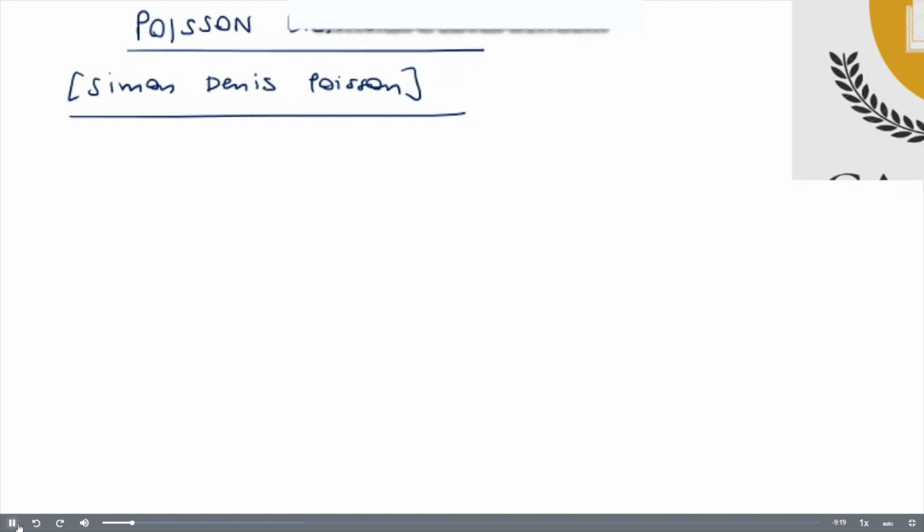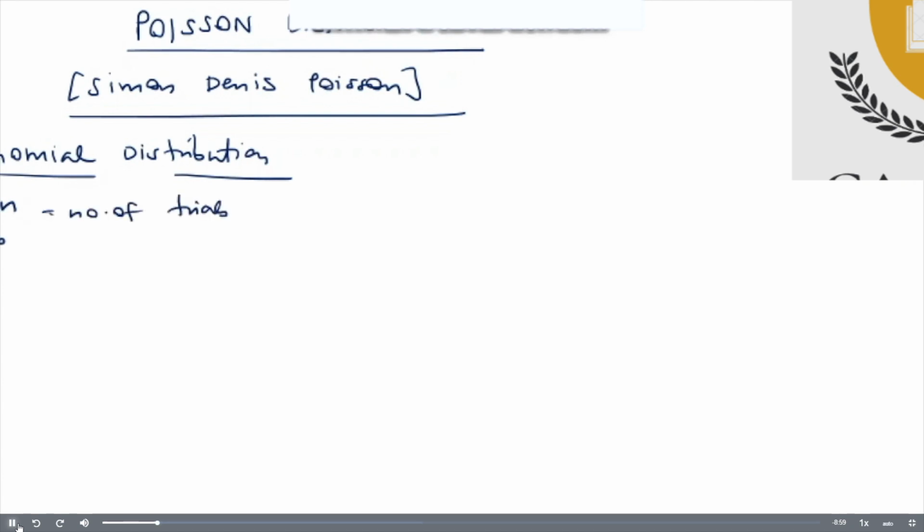Now here I will revisit binomial for a minute. In theoretical distribution, we first saw what is meant by binomial distribution, in which we saw two things, which are n and p. n is the number of trials and p is the probability of success. So probability of success in one trial.